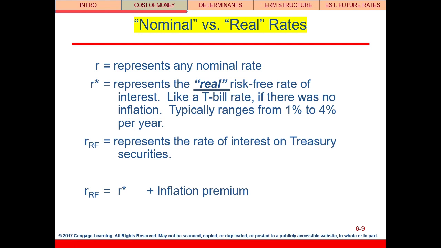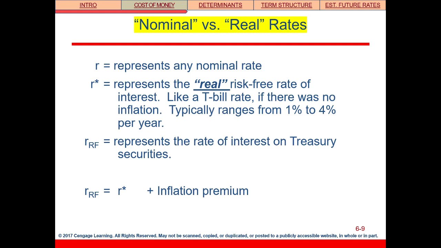So R on the left hand side is the nominal interest rate. R represents any nominal rate. R star represents the real risk-free rate of return or rate of interest. Yeah, so this is the real interest rate. What does real mean? Real is the one where you exclude the effect of inflation.